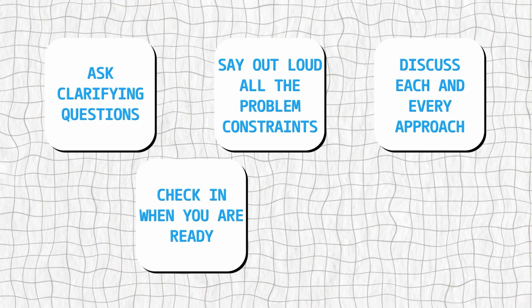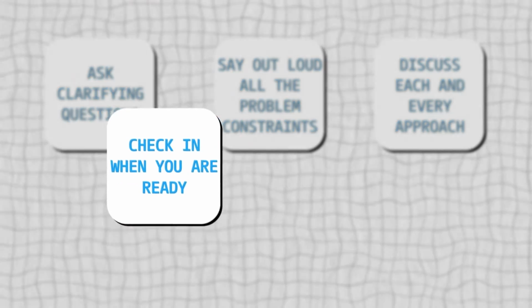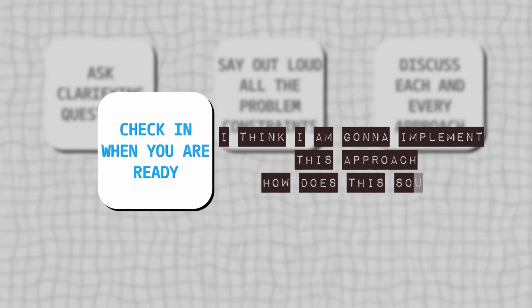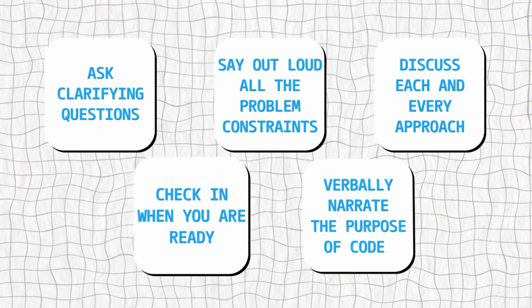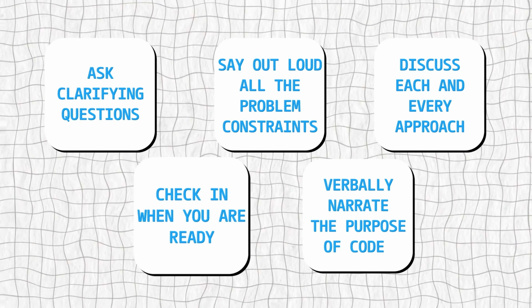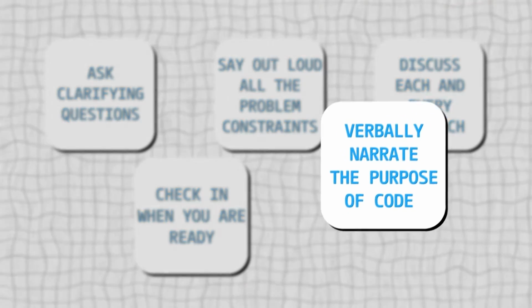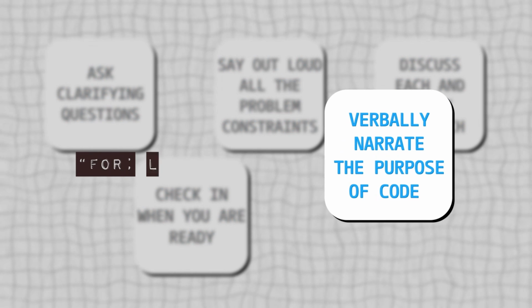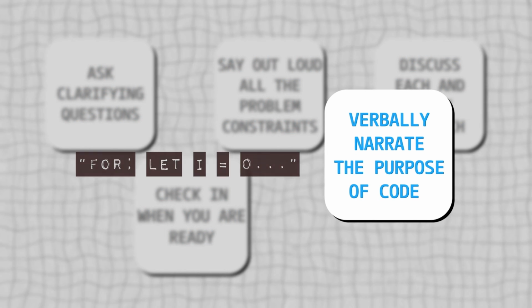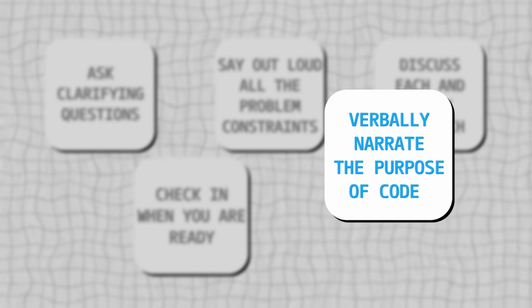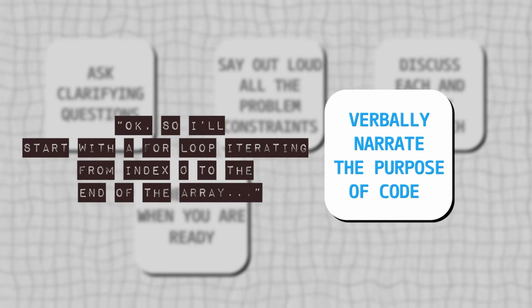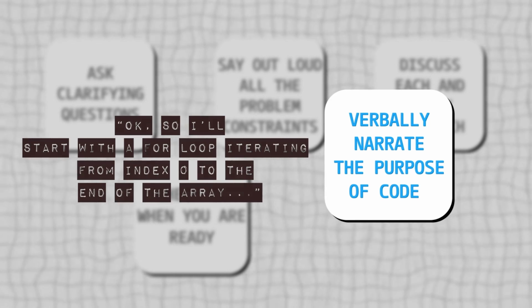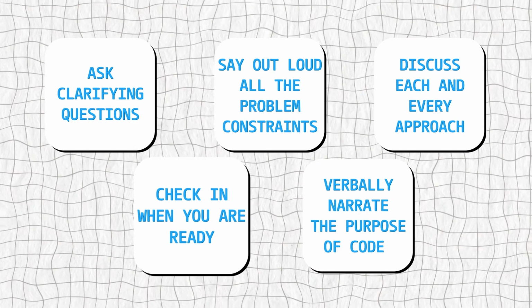Fourth, check in with the interviewer when you're ready to move forward, saying something like, "I think I'm going to implement this approach. How does this sound?" Fifth, as you write out your code, you're going to want to verbally narrate it. That doesn't literally mean you have to recite word for word what you're writing on the board, like "for let i equals 0," yada, yada, yada. But you could say something along the lines of, "I'm going to write a for loop now, iterating from index 0 to the end of the array," and then proceed to actually write out the code.